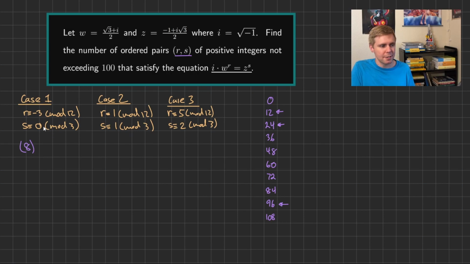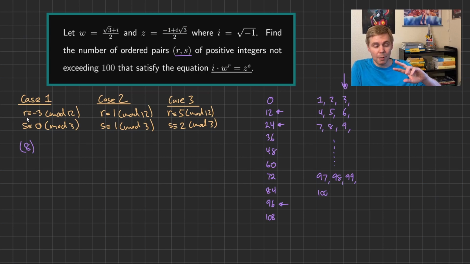And how about s? Well, I need to count the number of multiples of 3 there are between 1 and 100, which is really easy if you write down the numbers between 1 and 100 in a certain way. Okay, so here are all the numbers from 1 to 100, and specifically in this column are the ones that are multiples of 3. And there are 33 rows here, 99 divided by 3. So that means there are 33 possible values for s, which means the total number of pairs is going to be 8 times 33. Let's rinse and repeat for the other cases.